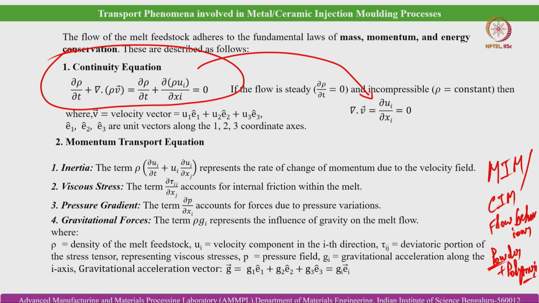Here v is the velocity vector, v = u1 e1 + u2 e2 + u3 e3, where e1, e2 and e3 are unit vectors along the 1, 2, 3 coordinate axes. You can assume them as x, y, z. Next, the momentum transport equation.